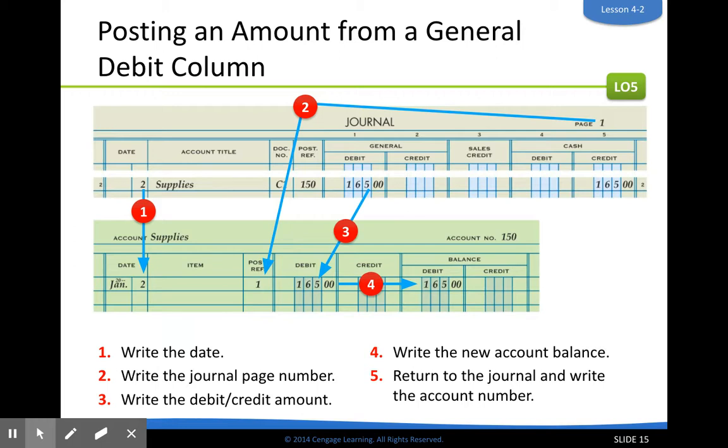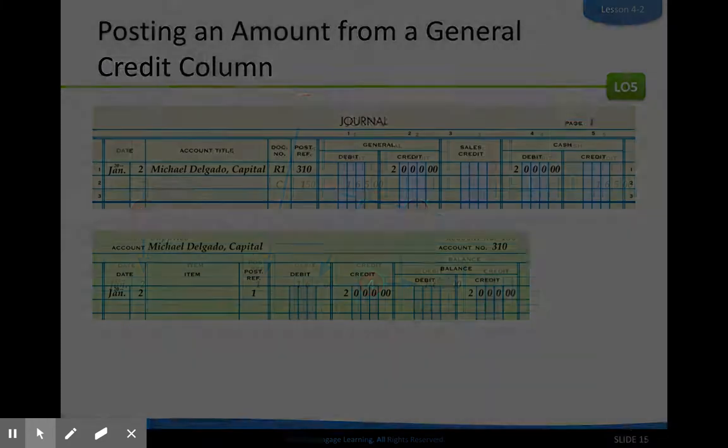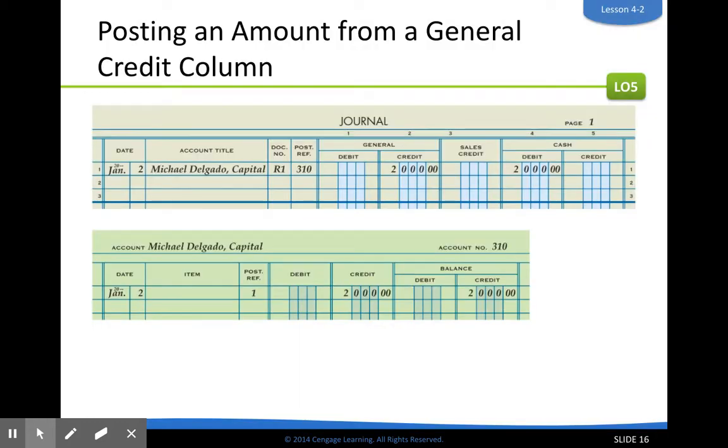Step 5, you need to go back to the journal and write the account number. That is the final step. You always want to do that last so that when you look at that journal, you know that that line has been posted into the ledger. So that account number goes back into the journal and we are done posting that transaction. You'd move down to the next line. So we'll move to the next line in this next slide.